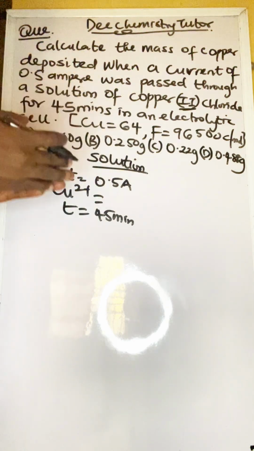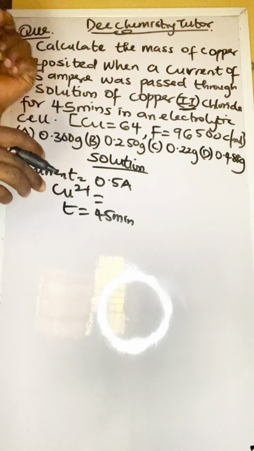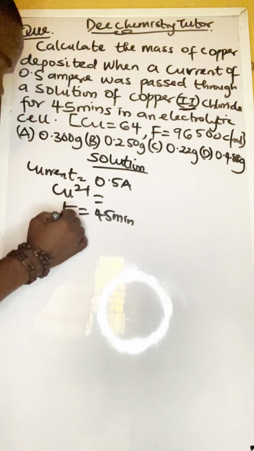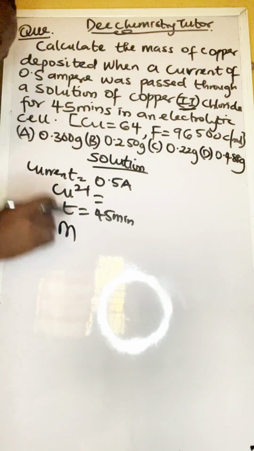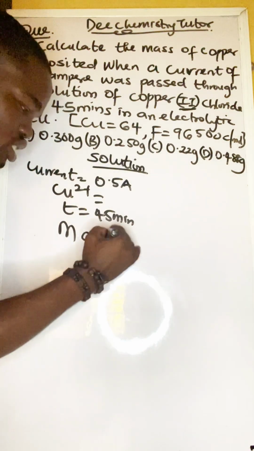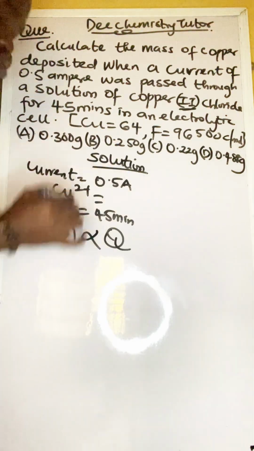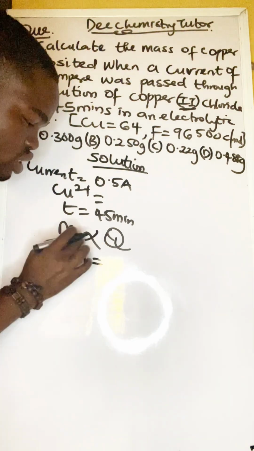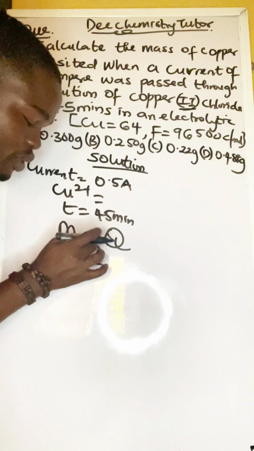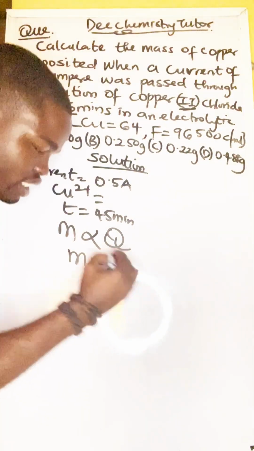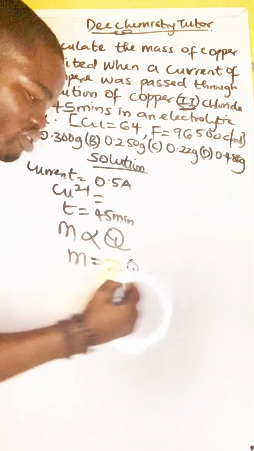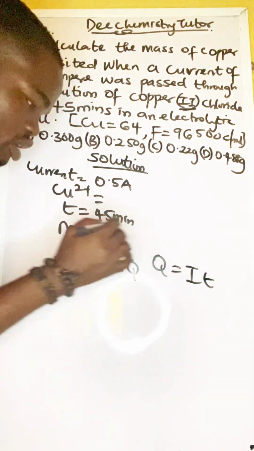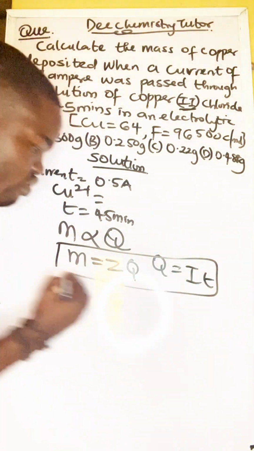Very simple question. This concept is on Faraday's first law. Faraday's first law of electrolysis says that the mass that is deposited is directly proportional to the quantity of electricity that is passed through that same electrolyte. So that means M equals, when you change this proportionality sign to equal to, it becomes Z times Q. And don't forget that Q equals I times T. So this is the formula that we need.